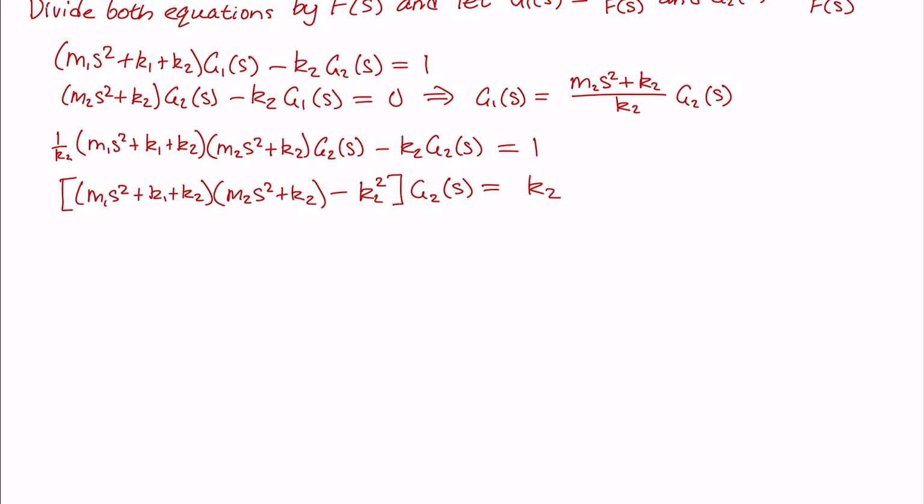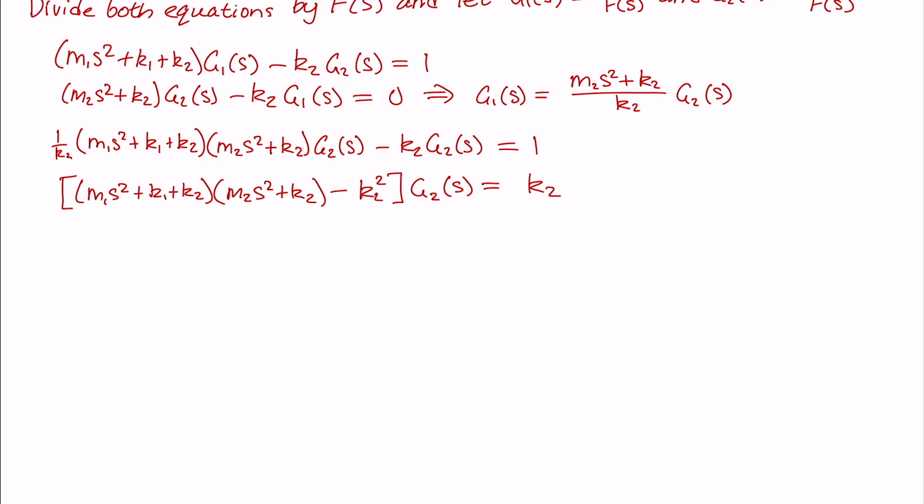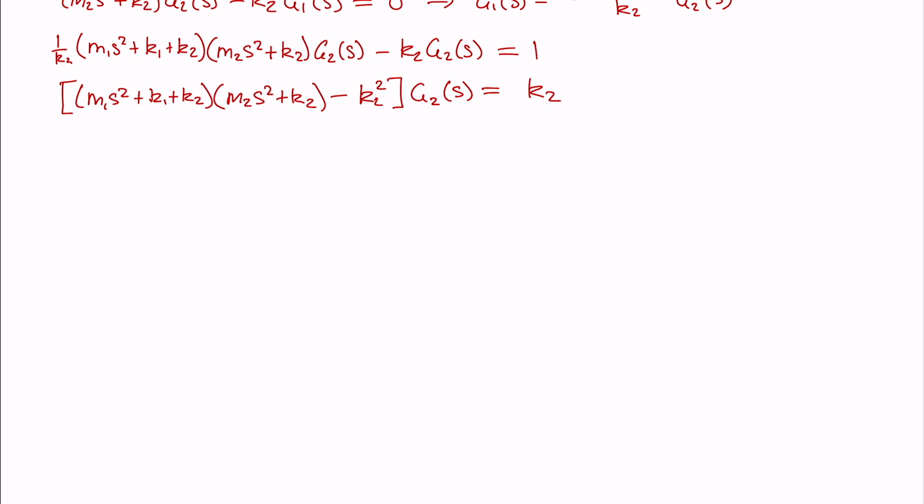All right, so this is equal to K2. We can now solve for G2. So we get G2 of S is equal to the quantity, we're just going to get K2 by itself in the numerator. In the denominator, we're going to get M1 S squared plus K1 plus K2 times M2 S squared plus K2 minus K2 squared.